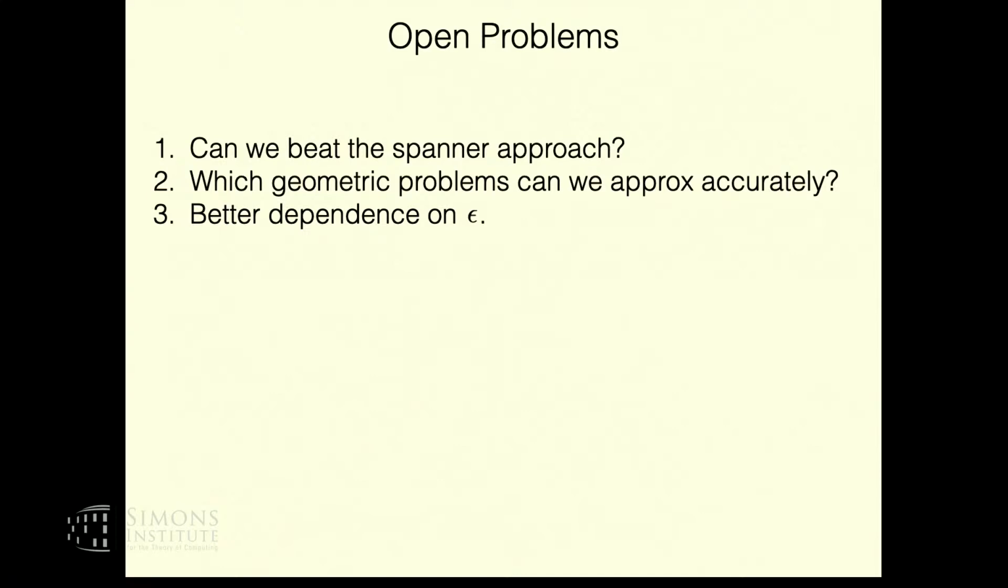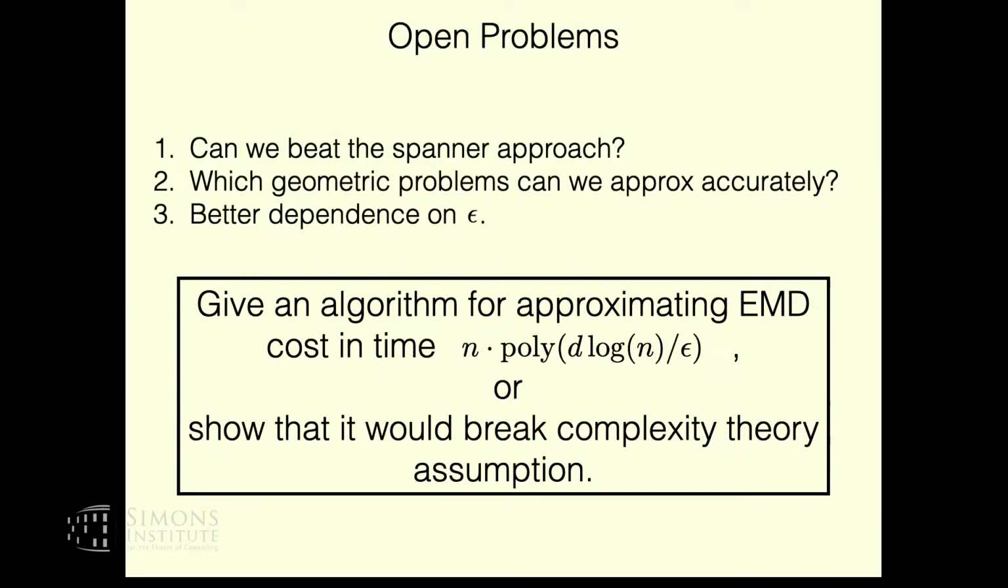And finally, our dependence on epsilon is quite bad. One thing that people really care about is that if you're actually running these methods in practice, you need something that is not meaningless for epsilon being 0.01 or so. But still, the main open problem I'll leave up is to give an algorithm for approximating the cost of EMD in near-linear time, or to show that doing so would break some complexity theoretic assumption.